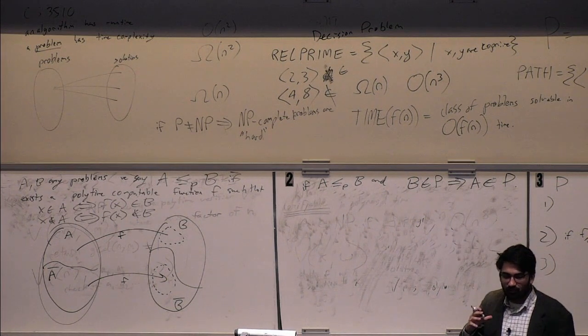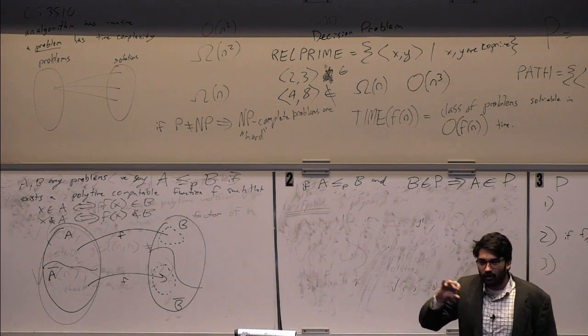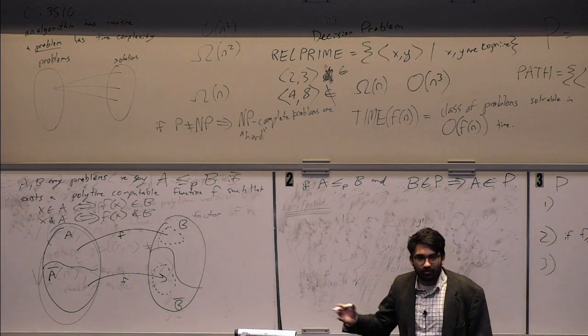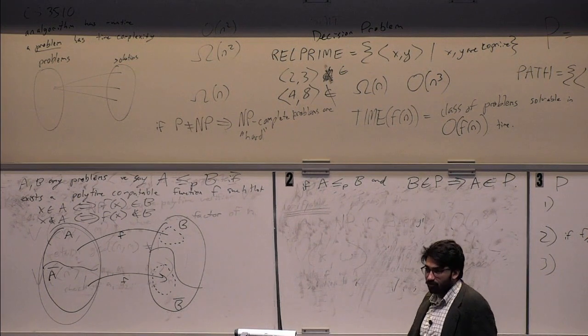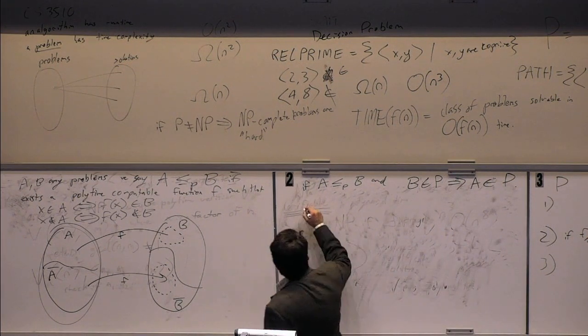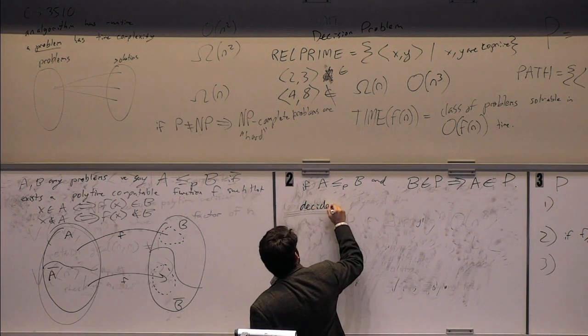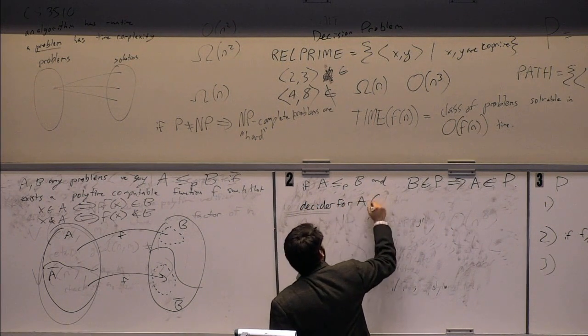On which side of the line do you fall? Are you in P, or are you in NP and not P? That's all this reduction can really tell you. We're going to prove this by giving a polynomial time solver for A. How? We'll say decider for A on input x.